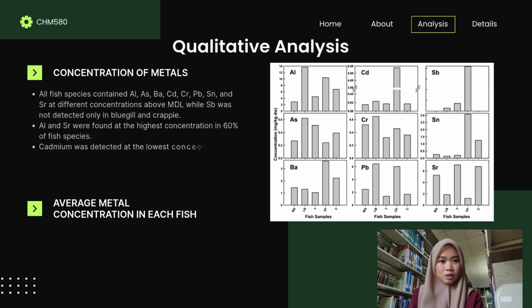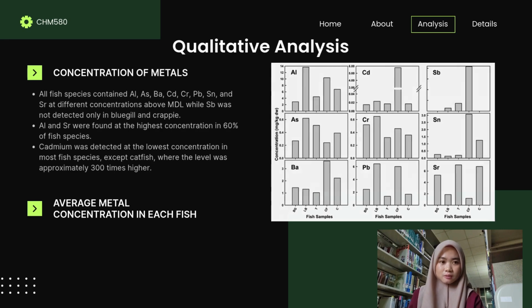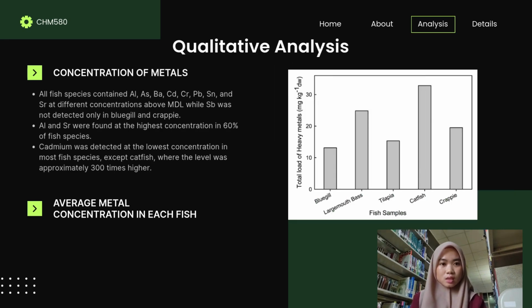Aluminium and strontium were found at the highest concentration in 60% of fish species. Cadmium was detected at the lowest concentration in most fish species, with the exception of catfish, where the level was approximately 300 times higher. The average metal concentration in each fish is also calculated and compared.